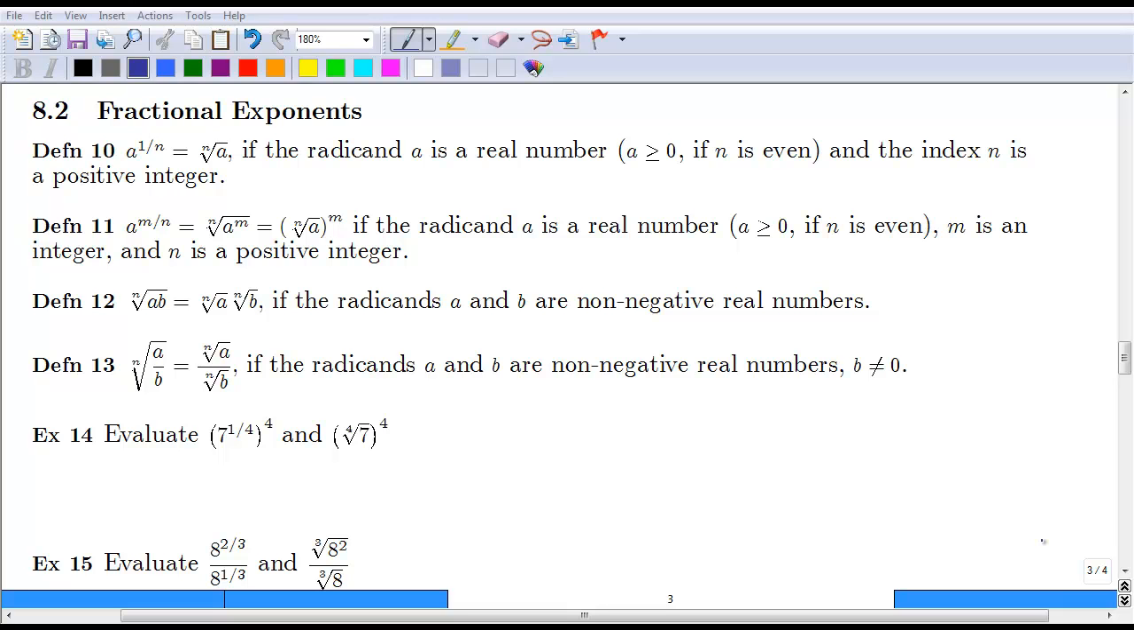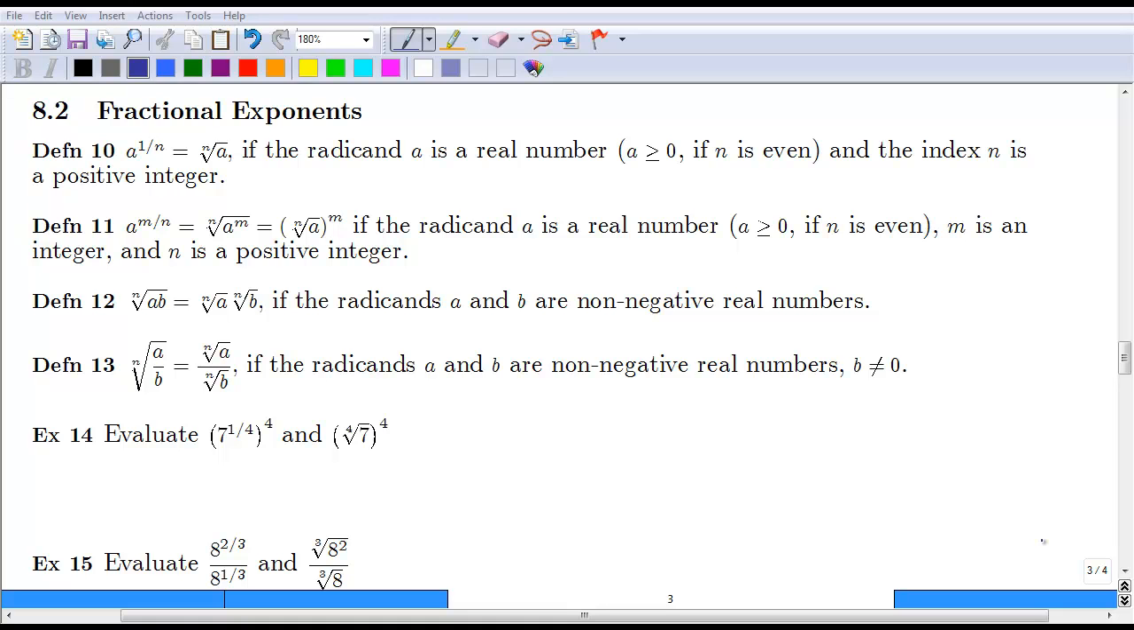This video will cover fractional exponents. As you remember, in the last video we talked about integral or integer exponents, and in this one we're going to talk about fractional exponents. And if you recall from previous courses, a fractional exponent means that you have a radical. You can kind of think about these two things as synonymous.